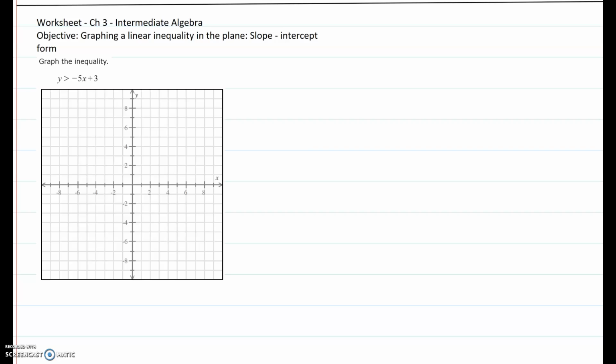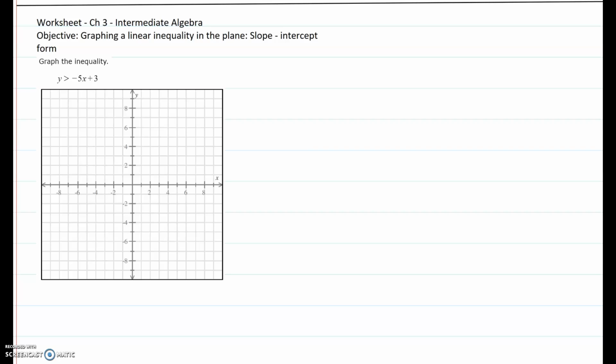Hi, in this video, I will show you another example of the same objective that we did in the previous problem for the worksheet on Chapter 3 for the Intermediate Algebra class. Objective: graphing a linear inequality in the plane, with the equation given in slope-intercept form.